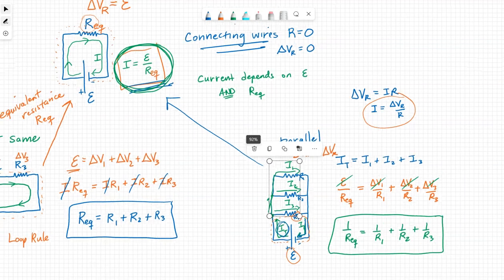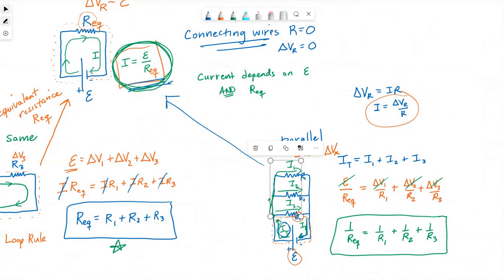Meaning, if they're in series, even if they were the same three resistors, connecting them in series versus parallel leads to a different equivalent resistance, and thus would lead to a different amount of current flowing through the circuit.